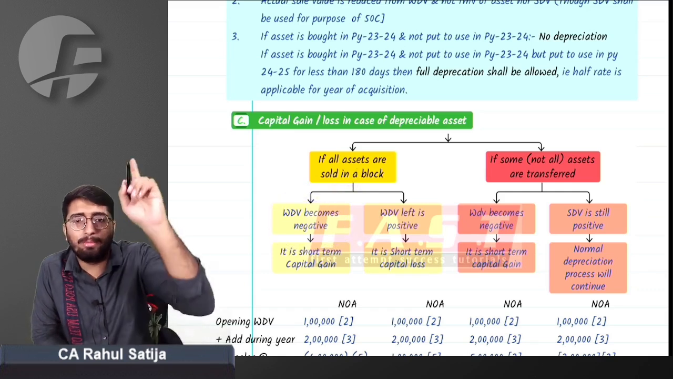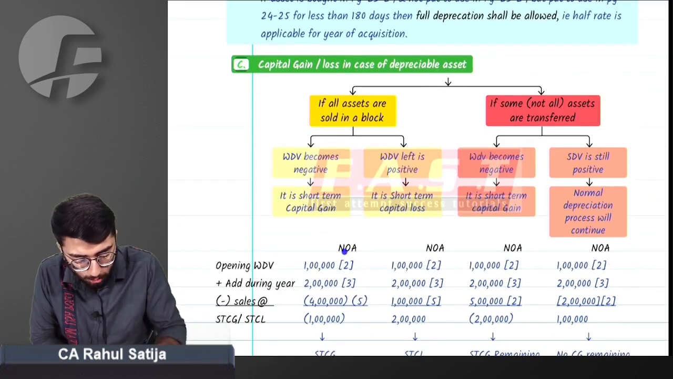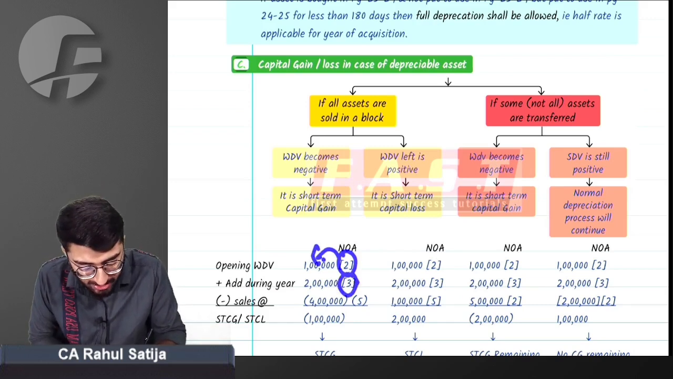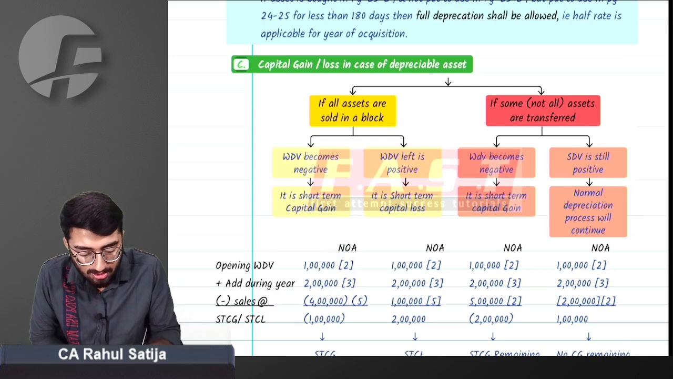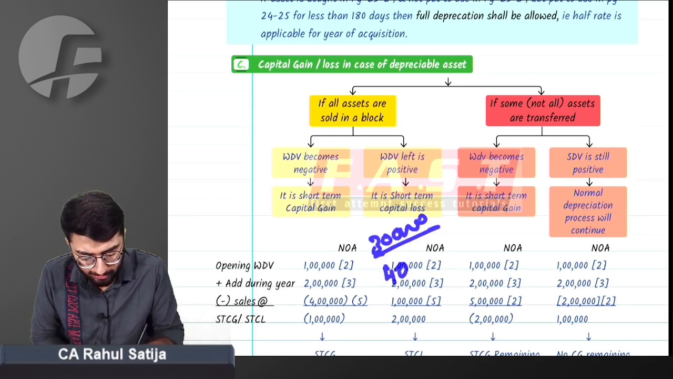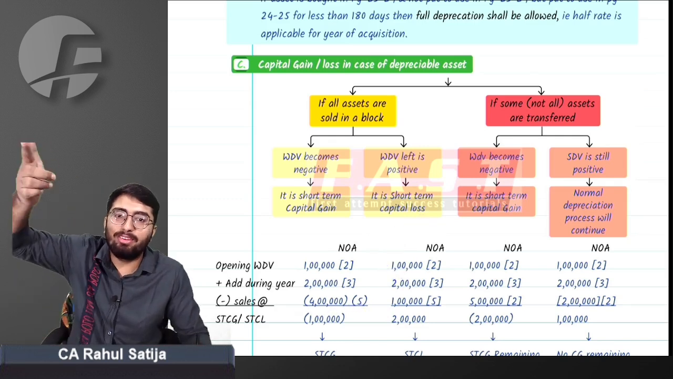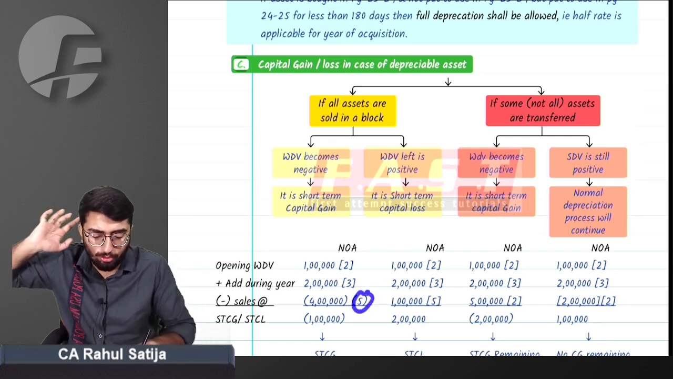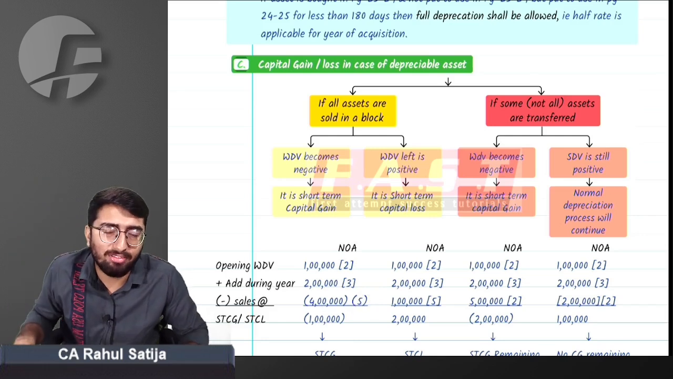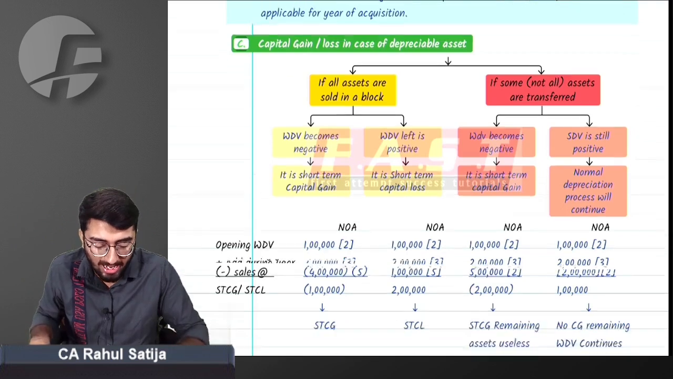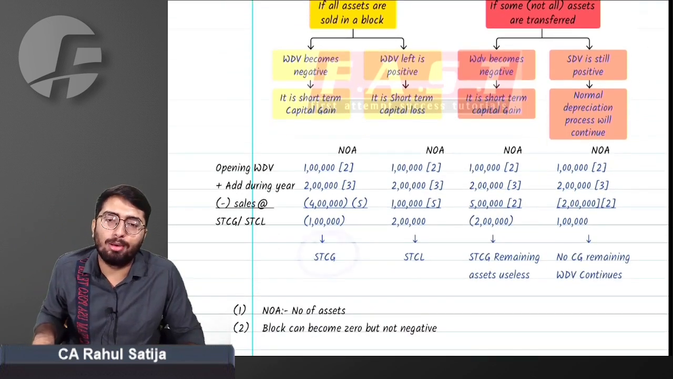For example, sir, we had two assets in the opening worth rupees 1 lakh, and we bought three assets more worth rupees 2 lakh. Our block turns out to be 3 lakh rupees, and the whole of the five assets we sold for 4 lakh. Our WDV was 3 lakh for five assets, and the whole five assets are sold for 4 lakh. That means, can I say that we have a gain? We had a value of 3 lakh rupees and I sold it for 4 lakh. So the gain will be short-term capital gain.